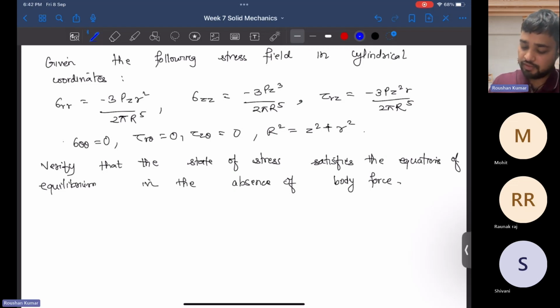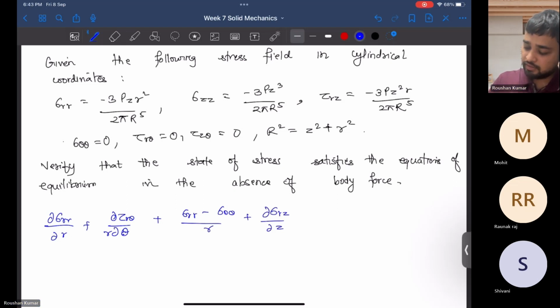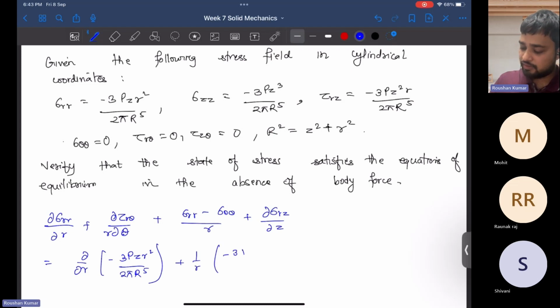So the first one is the equation of equilibrium along r direction, that is del sigma rr upon del r plus del tau r theta upon r d theta plus sigma rr minus sigma theta theta upon r plus del sigma rz upon del z. So this will become del by del r of minus 3pz r square upon 2 pi r to the power 5 plus 1 by r times minus 3pz r square upon 2 pi r to the power 5 plus del by del z of minus 3pz square r upon 2 pi r to the power 5.